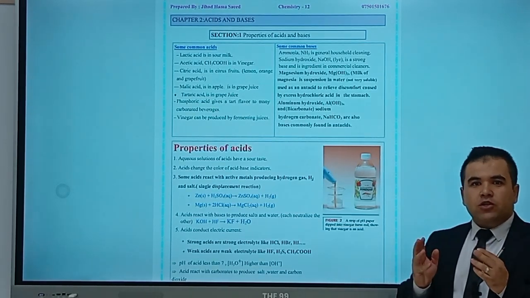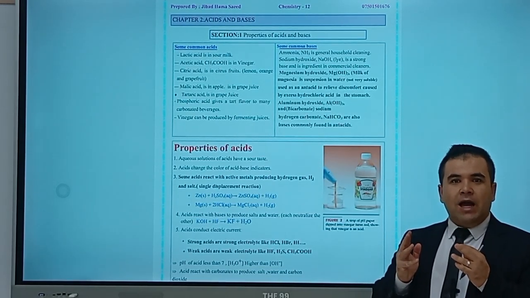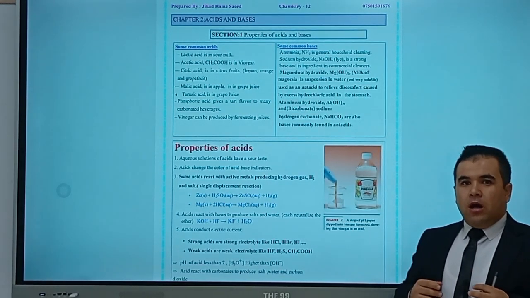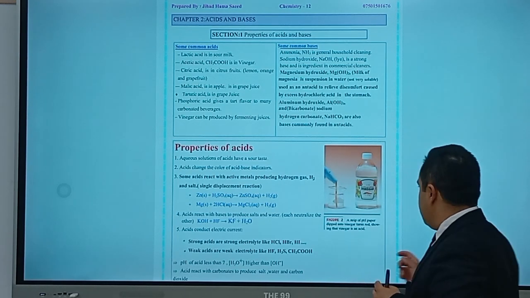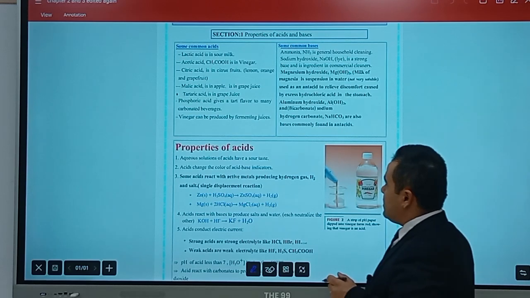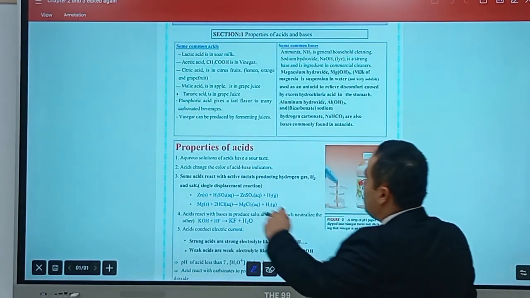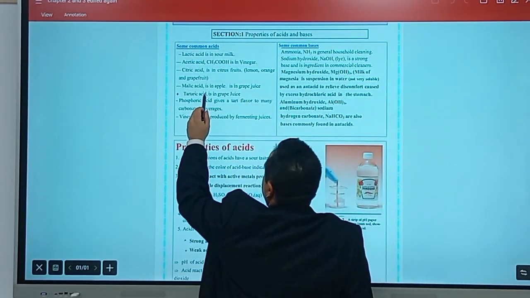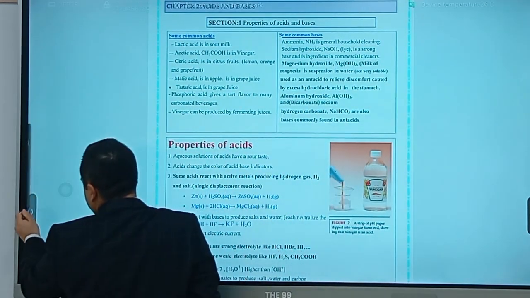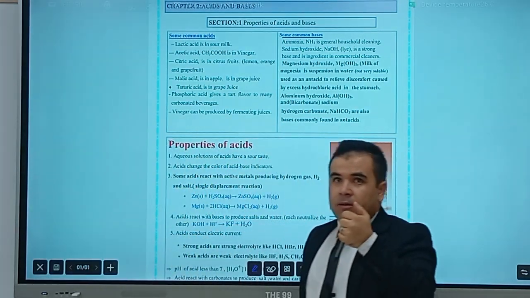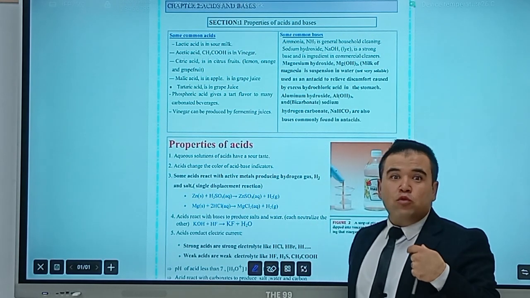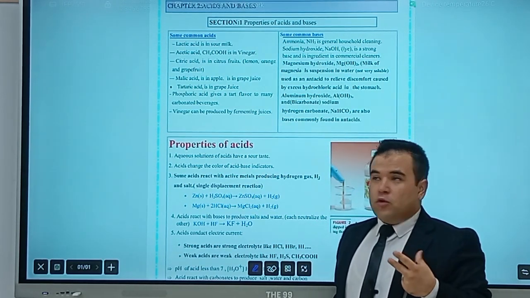At the beginning of our section, I provided some of the acids and bases which are commonly used in our daily life. Let us talk about those acids and bases which we use on a daily basis, guys. The first one, let us talk about the common acids. What's important to know for these common acids is the product that we use and the acid which is contained in those products.